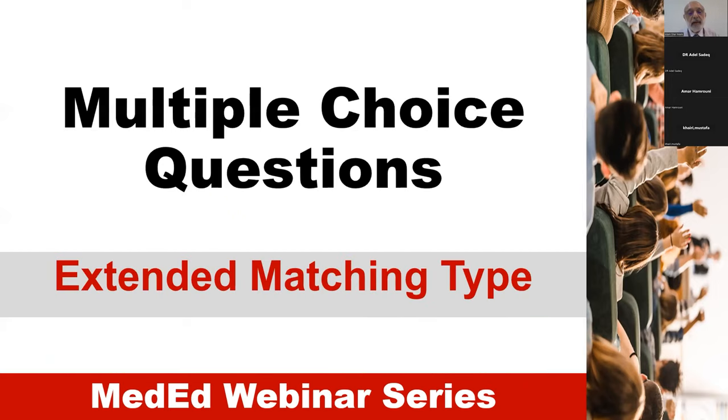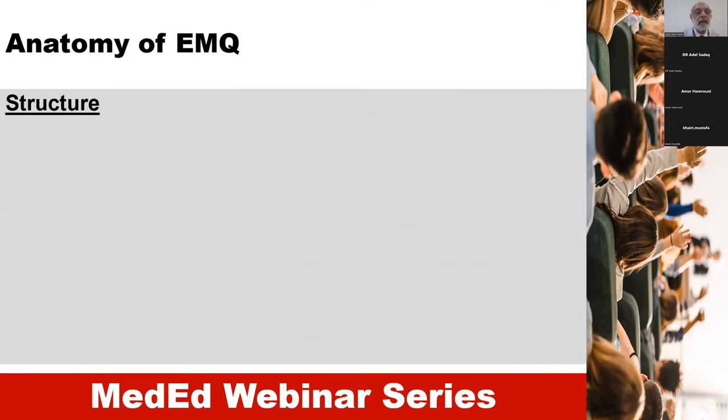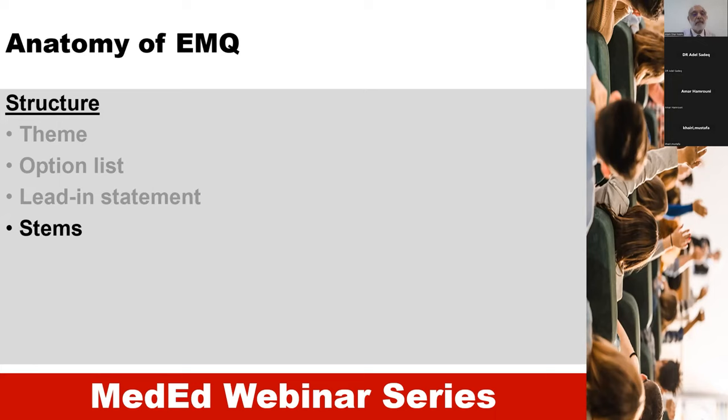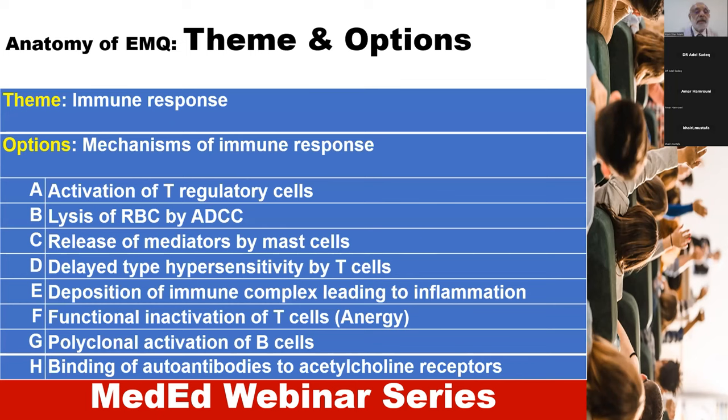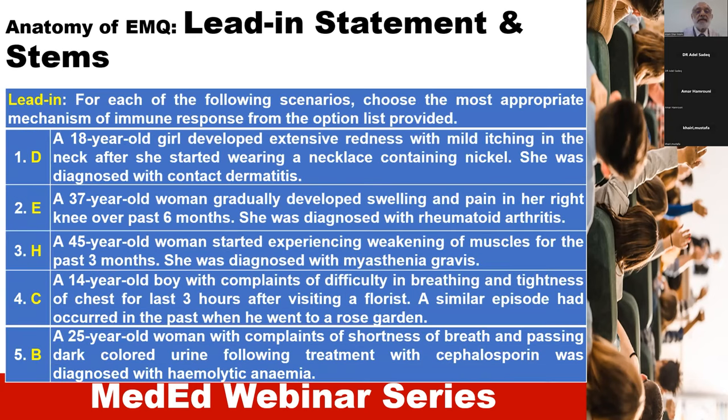Right. Now, we will talk about the extended matching type. First, we discussed the features of single best answer questions, and now we are moving on to extended matching type. Extended matching questions have a theme, an option list, a lead-in statement, and steps. Here is an example. The theme is immune response. The options are mechanisms of immune response, and there are 8 options here. Then there is a lead-in statement which says, for each of the following scenarios, choose the most important mechanism of immune response from the option list provided. And then these stems are given.